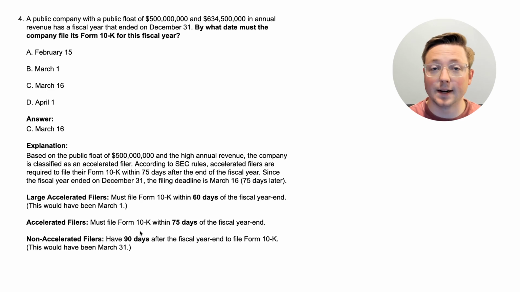So this is another thing that I did when I was taking the exam. With a 10K, I just remembered 60, 75, 90, because large accelerated filers have 60 days, accelerated filers have 75 days, and non-accelerated filers have 90 days to file the Form 10K. So again, 10K, 60, 75, 90, 10Q, 40, 40, 45. Okay, let's go to the next question.